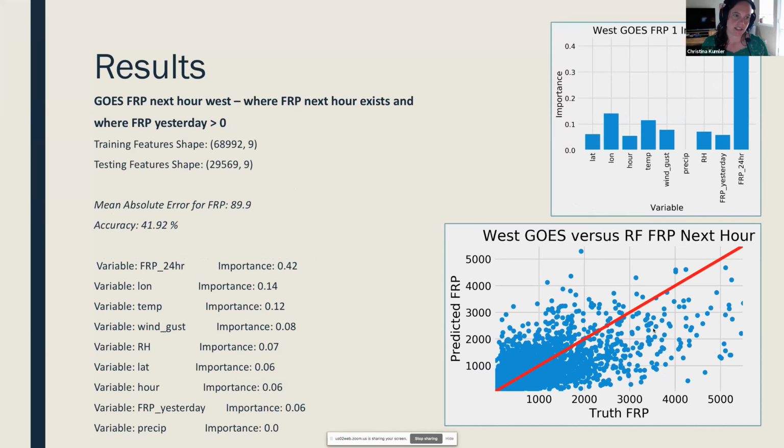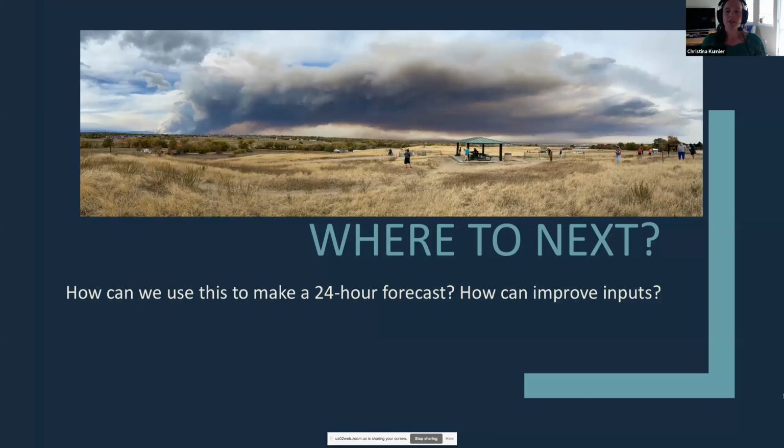This last model that I'm choosing to share is using the GOES FRP for the western states, but is now looking at the next hour. So the FRP of the next hour still has to exist, and FRP from yesterday still has to be greater than 0, which helps reduce the controlled fires that we might see on the east. I'm running out of time, but the bottom right kind of shows the spread and the trend of how we still, when that FRP gets to higher values, are under predicting it slightly, but that we have a mean absolute error of 89.9.